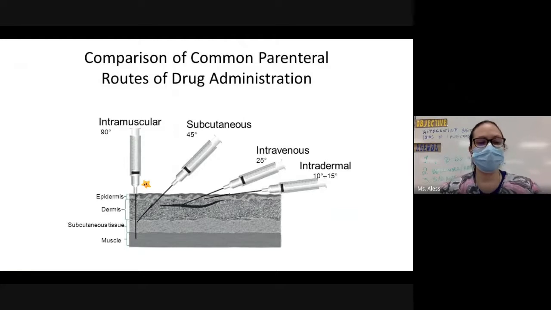ID or intradermal are not used very often, and that would be at a 10 to 15 because I'm just putting a little blip. I'm just going to go right into the skin. So you're actually going into that skin layer. If you guys have gotten a TB test or that TB shot, that would be an intradermal.